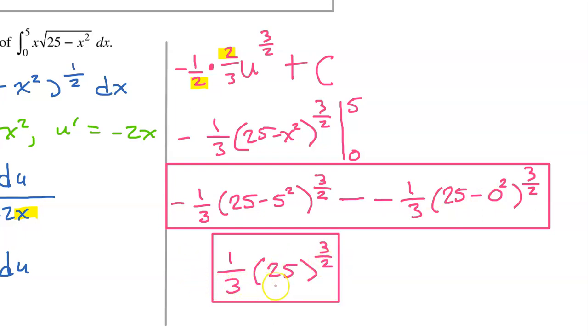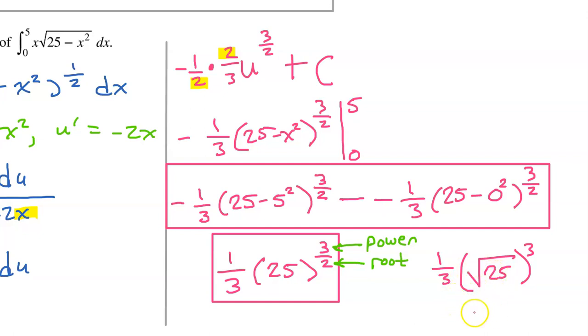You could certainly put this as your final answer, but we can simplify this even further. When you see a fractional exponent, the numerator is the power and the denominator is the root. So if you keep that in mind, I have 1/3. The 2 is the root, so that means I have the square root of 25. And then 3 is the power. I could have put the 3 on the inside right here, or I can put the 3 on the outside. I'm choosing to put it on the outside because I would love to simplify the square root of 25. Of course, the square root of 25 is 5.